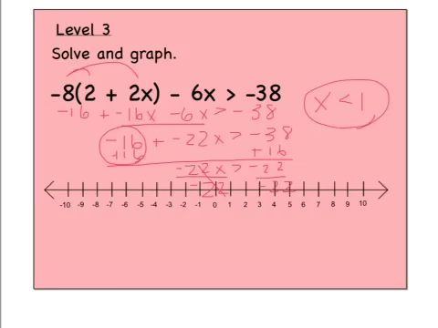I'm going to erase a little bit here so that we can graph it. I'm going to go to 1, put an open circle, and shade to the left because it's less than.